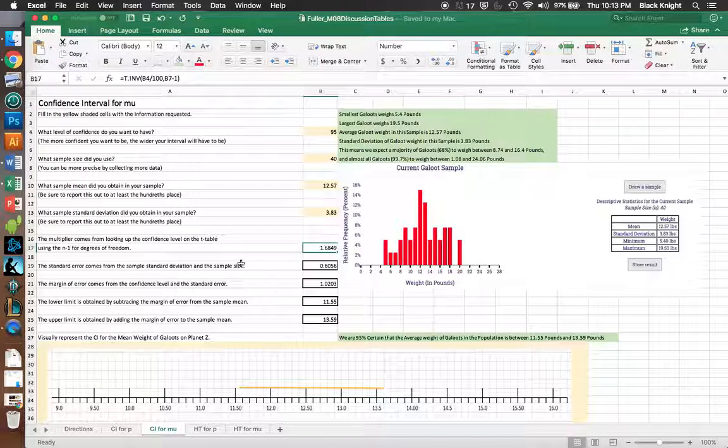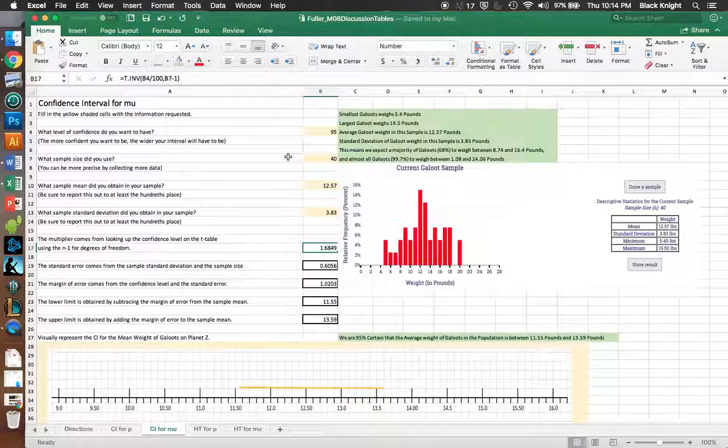That's the population average weight, and we have X bar, which is our sample weight of this. Again, 40 galoots were sampled, and I got a mean on this one of 12.57 pounds, about 12.6 pounds, and a standard deviation of 3.83 pounds, about 3.8 pounds or so. The smallest galoot in the sample was 5.4 pounds, the largest was 19.5 pounds, and the average again was 12.6.